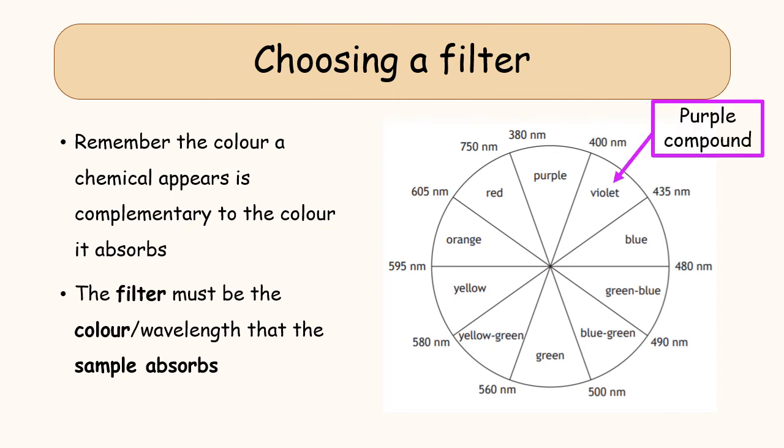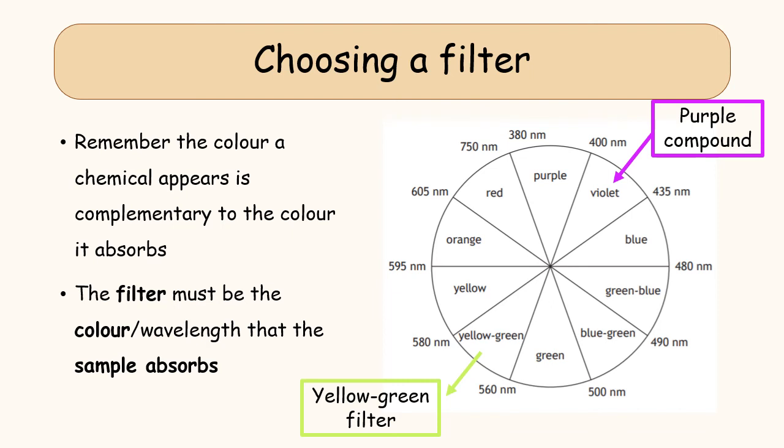So for example, if you have a purple or violet compound, what you would choose is a green or a yellow-green filter. Filters can be labelled based on colours, but quite frequently they'll also be labelled based on wavelength. So those are the nanometers written around it. So whatever colour your sample absorbs, which is the opposite to the colour that it is, is the colour or wavelength of your filter.